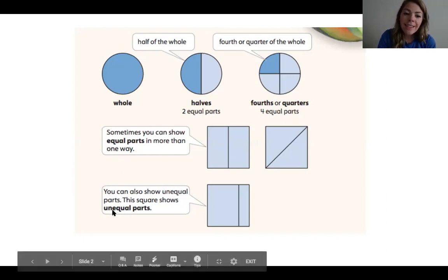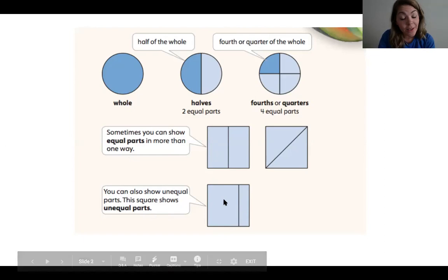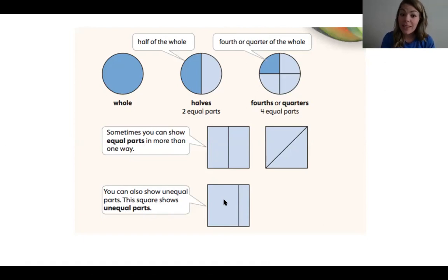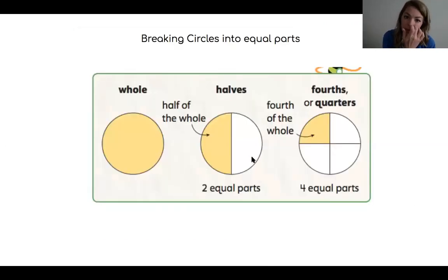Alrighty, and then this is an example of unequal parts. If I was sharing this sandwich with somebody and I cut my sandwich right here and I gave this part to my friend and I took this part for myself, they might not be very pleased because that's unequal. It is not fairly shared, so that is showing an unequal part. This part is way bigger. If you wanted it to be equal, you would have had to cut it right down the middle like this or across diagonal like this. Okay, so circles, kind of the same thing as what we talked about.